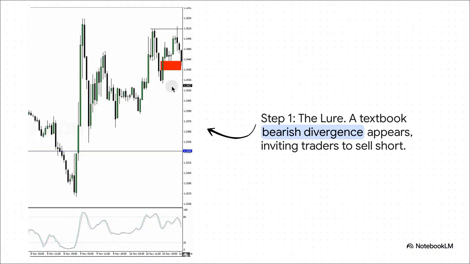All right, step 1. We'll call it the lure. The market paints that perfect textbook bearish divergence. The retail herd sees it, their trading books all confirm it, and they start jumping into short positions, setting their protective stop losses like a nice neat row of targets just above that high.